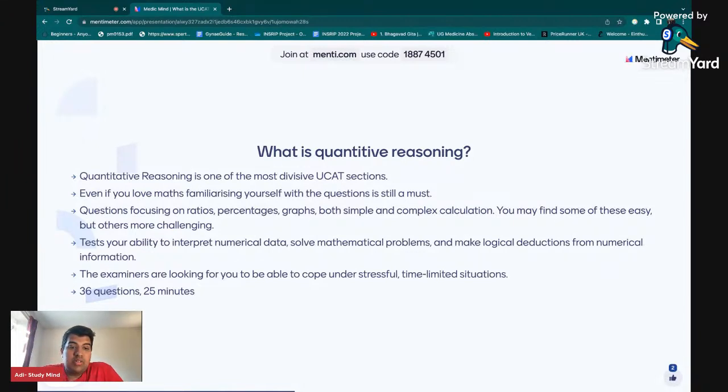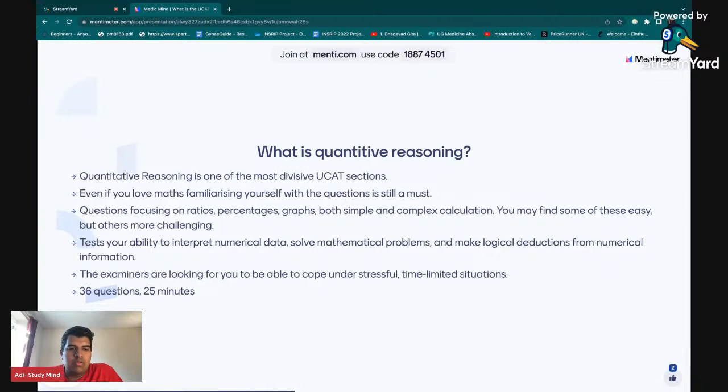So as I mentioned, ratios, percentages, graphs, interpreting tables. It sometimes involves simple calculations and complex calculations, complex in the sense that they have lots of steps. Even with complex calculations, you can use certain techniques to know where you can estimate the answer and where you need to work precisely, because some of these you might find easy but others more challenging, depending on what you're comfortable with.